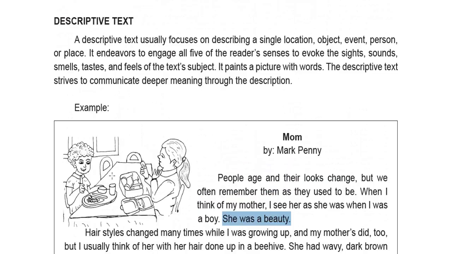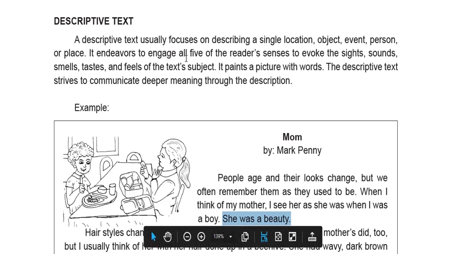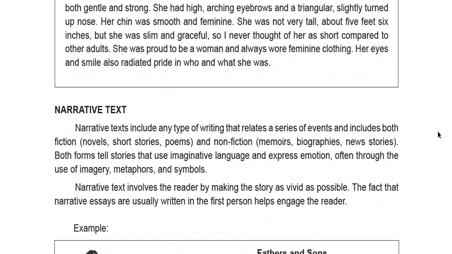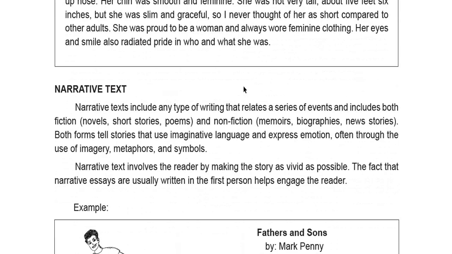So just like what I said, if you want to describe an object, event, even a place, that will fall under descriptive text. Okay, this one is very easy because we have a clue, and that clue is the root word, describe. The next type of text is narrative text. Narrative texts include any type of writing that relates a series of events and includes both fiction and non-fiction. So we have here examples.